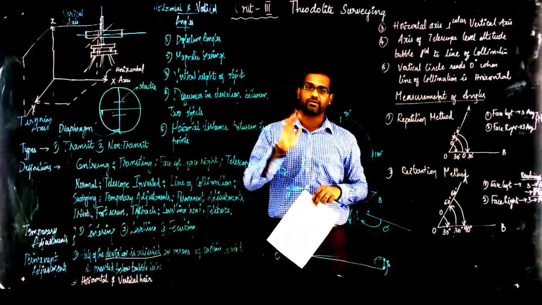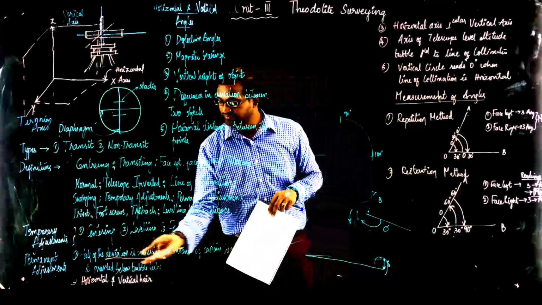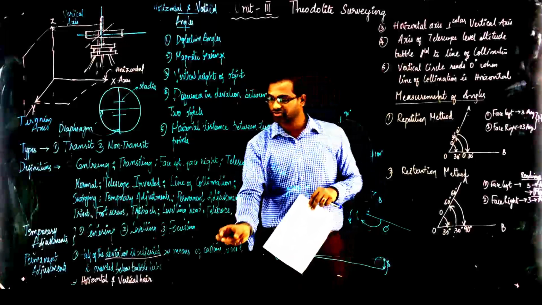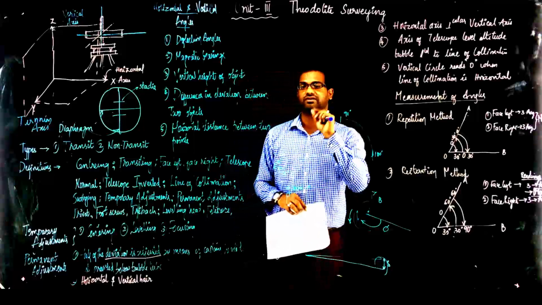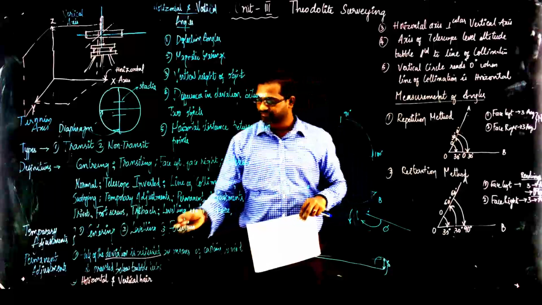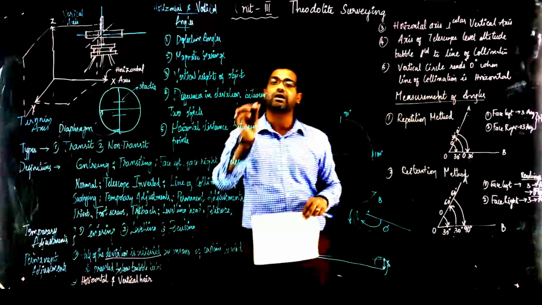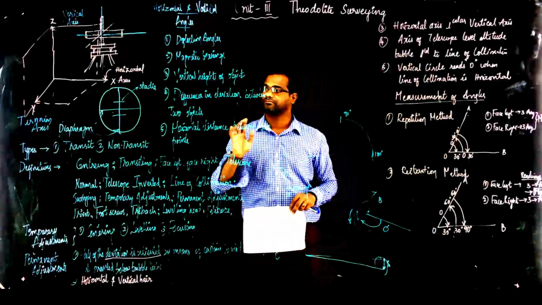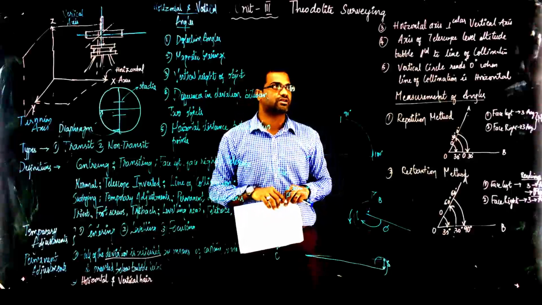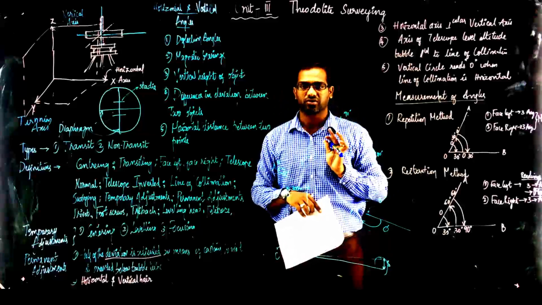There are 5 permanent adjustments. The first adjustment is whether there is any deviation in the bubble tube. This is checked by using a capstan head, which is just provided below the bubble tube. Second is whether the horizontal and vertical axes are exactly perpendicular. That is the second adjustment. The third adjustment is whether the horizontal and vertical axes are perpendicular or not.